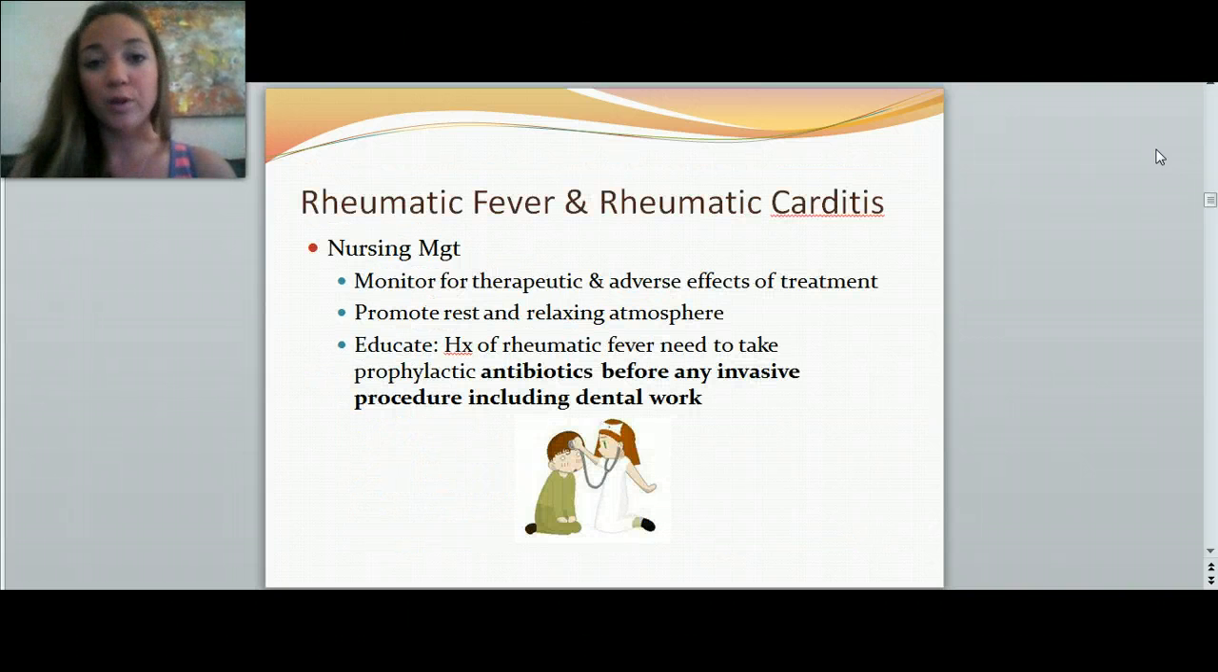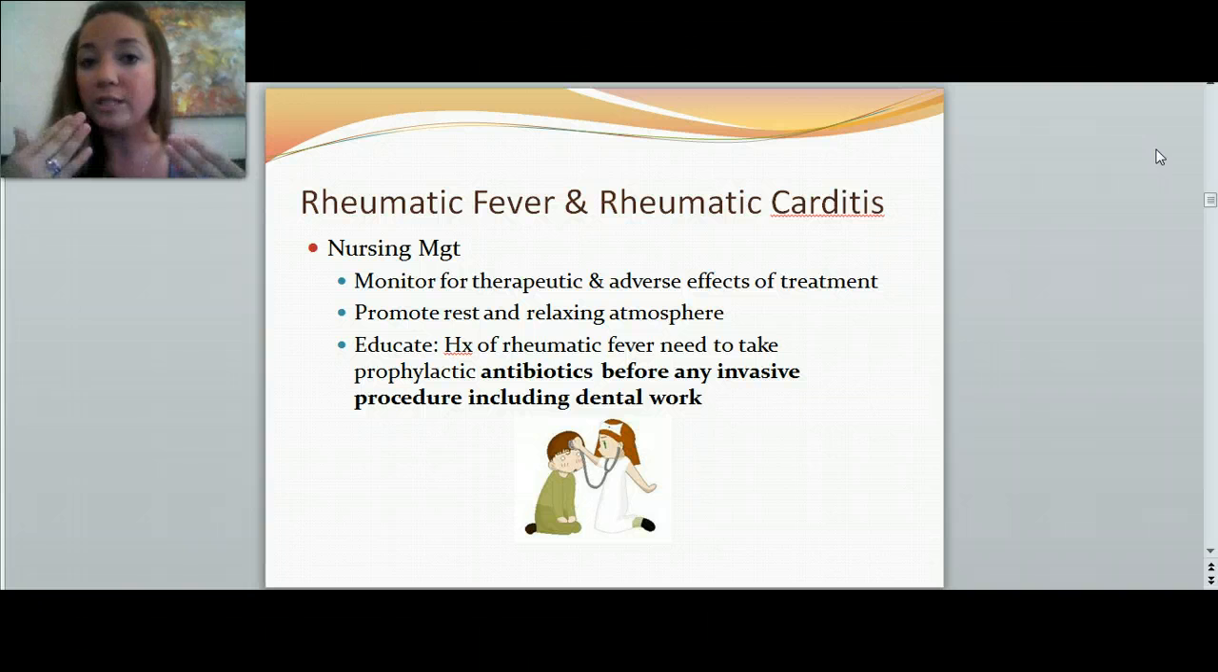As a nurse, we really want to monitor them for just therapeutic or adverse effects of treatment. We want to promote rest and a relaxing atmosphere, educate them on the history of rheumatic fever, and just encourage them to take prophylactic antibiotics, especially any time before they take any invasive procedure, including dental work, okay?